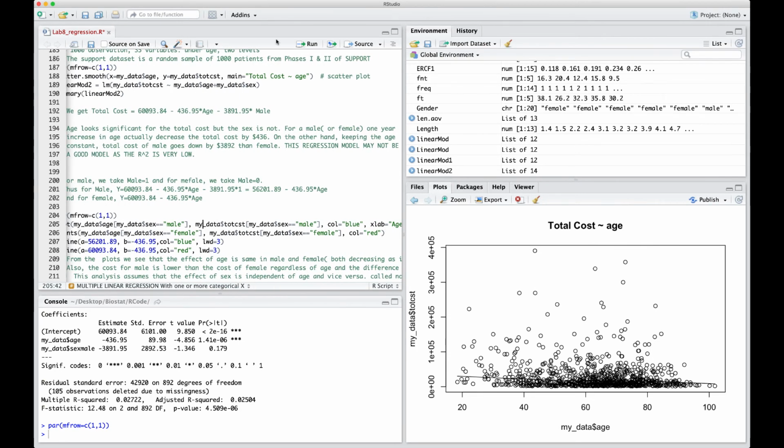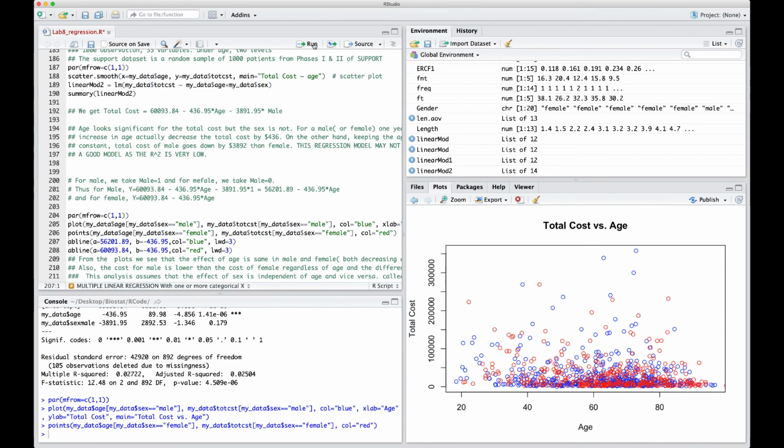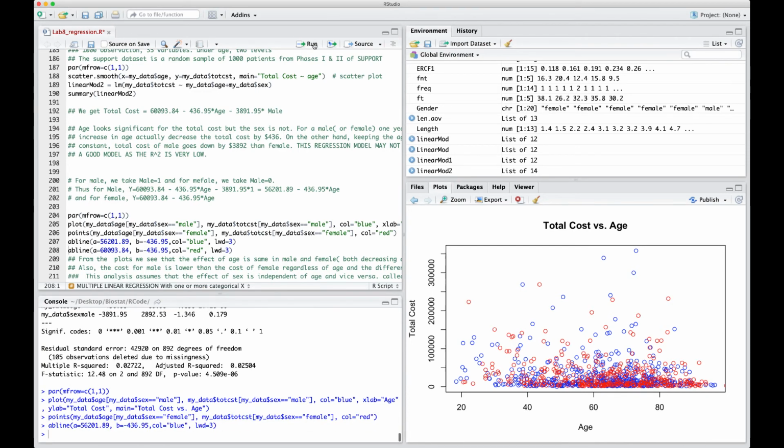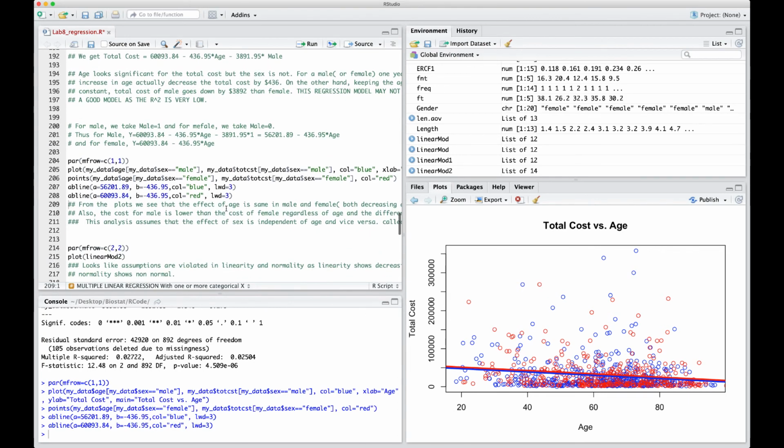And if I run this, what does it do? It prints just the blue, just the male data. For the next one, I want to put the female data in red. And also, let us draw a blue line for the male and a red line for the female. You see that? The total cost is a little bigger throughout all ages. The total cost is a little bigger in the female than the male, right? That's what we see from the plot.